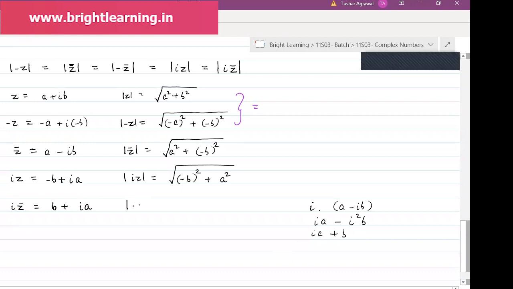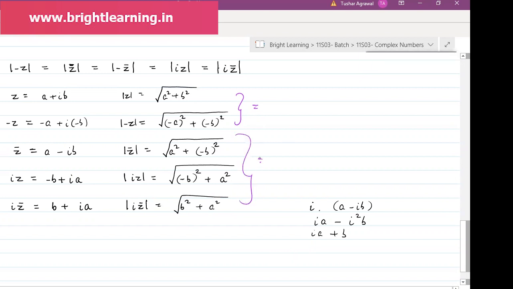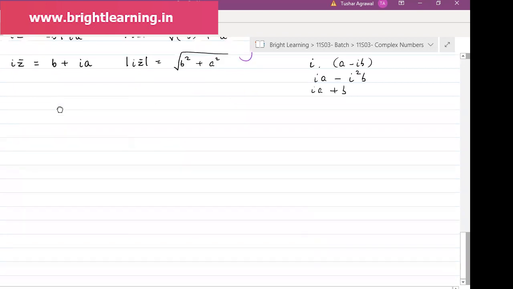The modulus of I times Z bar will be equal to real part square plus imaginary part square, etc. So I think you can all see that these all things are equal. Moving ahead.